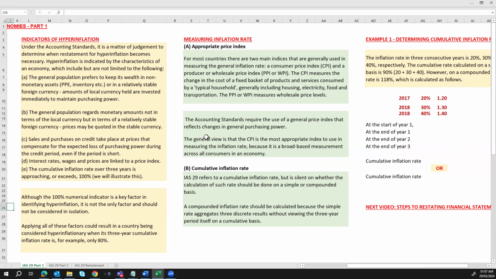Then the accounting standards require the use of a general price index that reflects the changes in general purchasing power. So the CPI is most appropriate to use in this situation. Then for a cumulative inflation rate, like we said, if it's on the high side, it's an indicator for hyperinflation. IAS 29 refers to a cumulative inflation rate, but is silent on how the calculation of such rates should be done, either on a simple basis or a compounded basis.